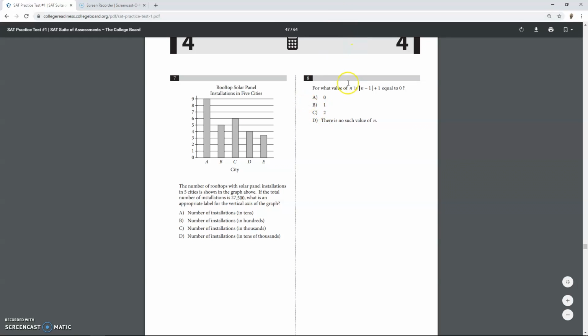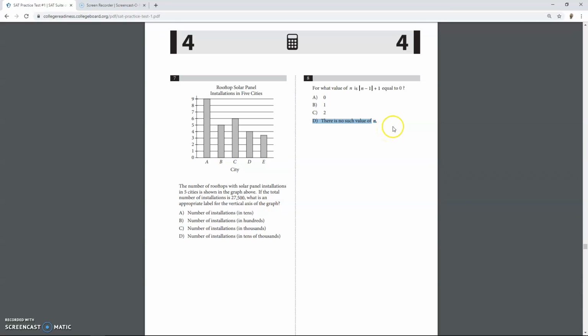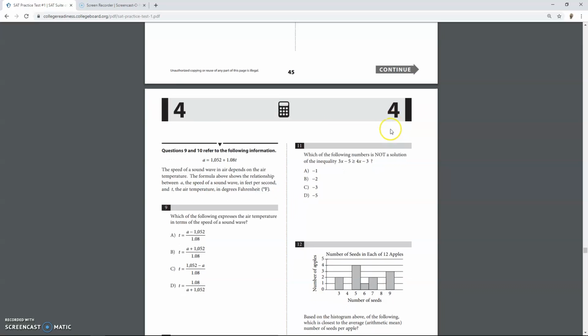For the eighth one, what value of n makes the absolute value of n minus 1, plus 1, equal to 0. So we first move plus 1 to the right side, which means we get the absolute value needs to equal -1. So we know that absolute values must be positive. So the answer will be D, because it is impossible for us to have an absolute value that equals -1.